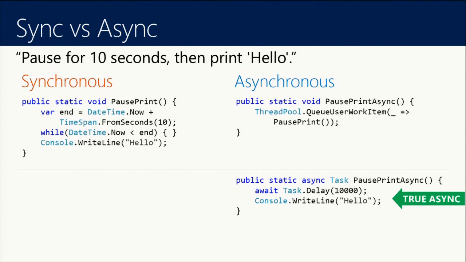In this one, pause print async. It's queuing a lambda onto the thread pool, and the lambda just calls this pause print method to the left. So this one, when we invoke it, it looks asynchronous, and we're getting back a task, but it's sure as heck going to be burning up a CPU core. Not going to be burning up the caller's CPU core, it's going to be burning up a different thread, but it's still burning it up.